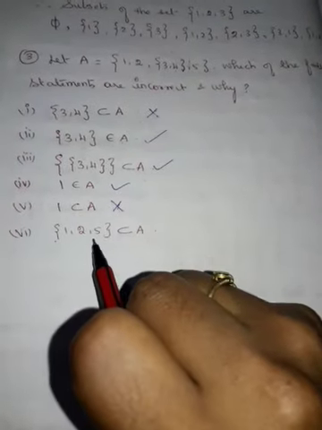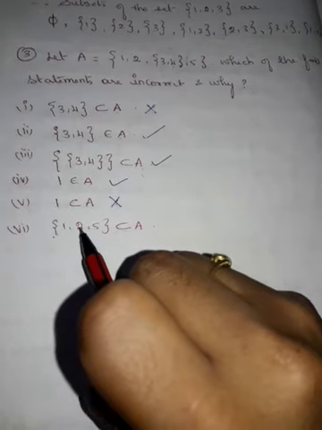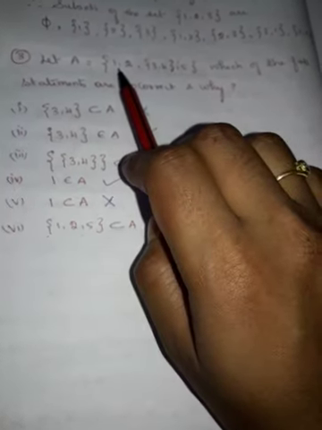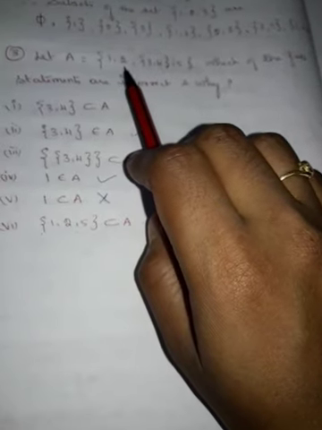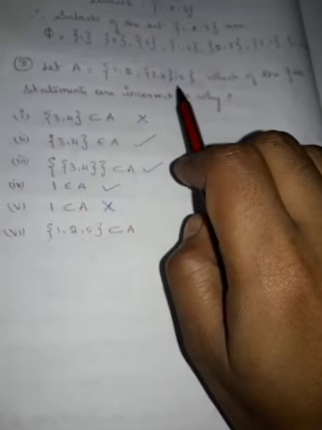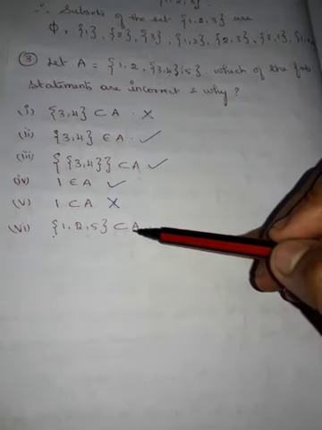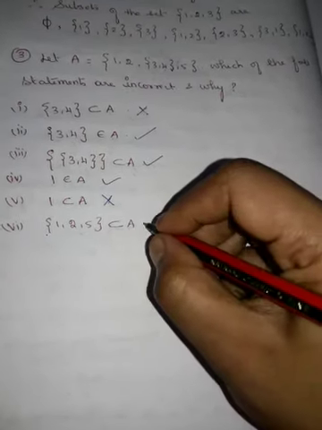Now {1, 2, 5}, the set of 1, 2, 5, is a subset of A. This is correct because the element 1 belongs to the set A, 2 also belongs to the set A, and even 5 also belongs to the set A. Therefore, we can say the set {1, 2, 5} is a subset of A, which is correct.